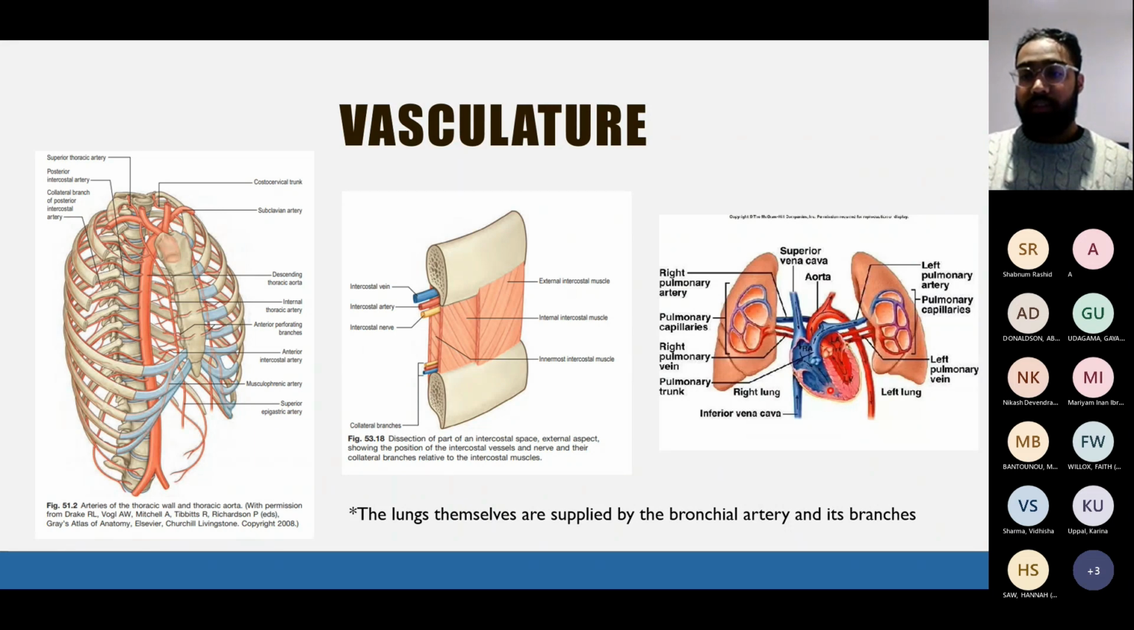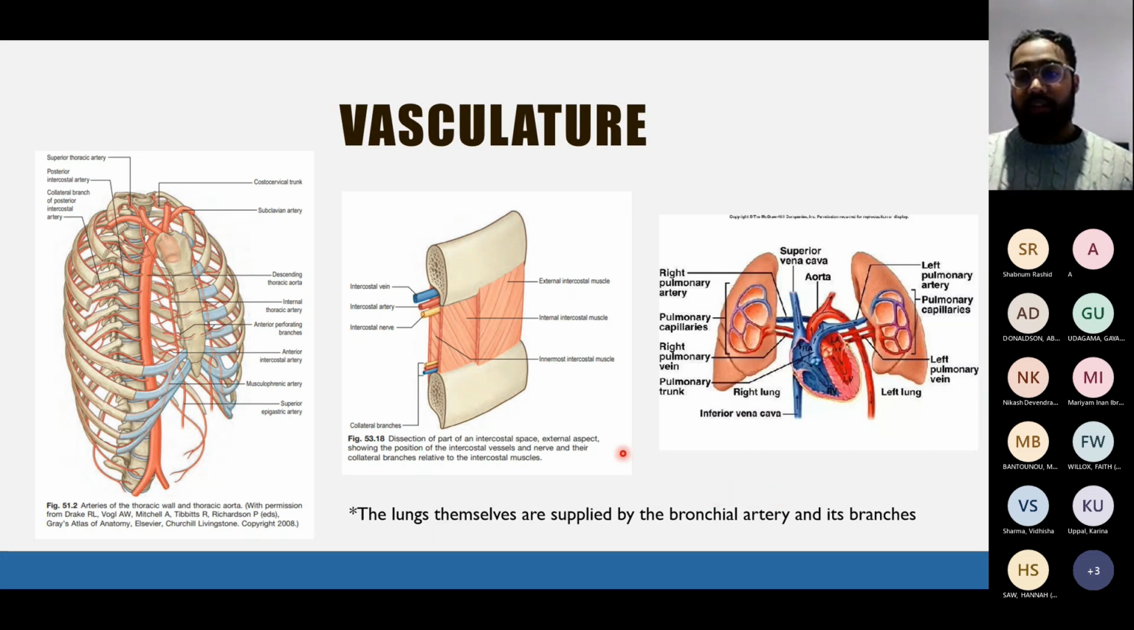So the pulmonary arteries take that deoxygenated blood to the lungs, where they're then oxygenated and sent back to the left side of the heart, this time through the pulmonary veins. So the veins are carrying the oxygenated blood, and then that goes into the left ventricle and is fired out to the rest of the body. So that's an important bit of vasculature to revisit.